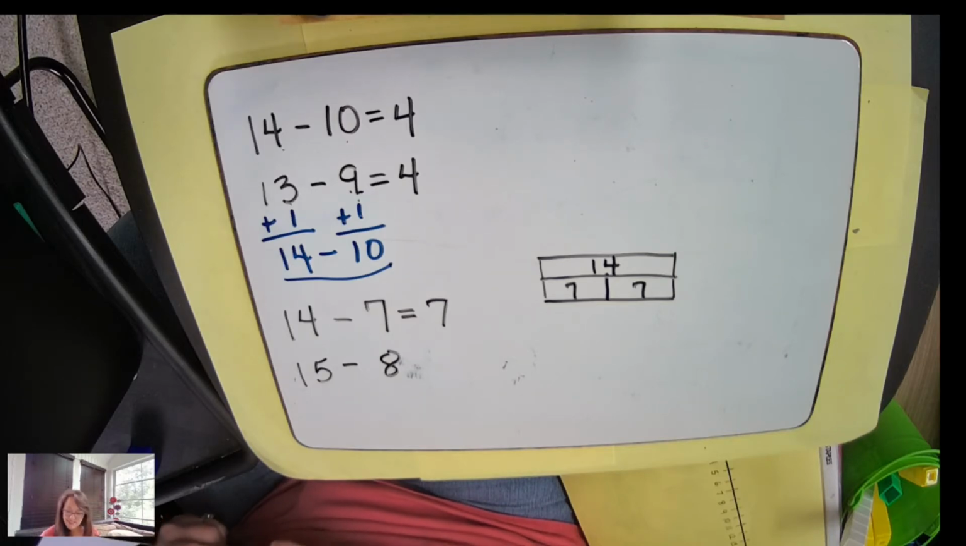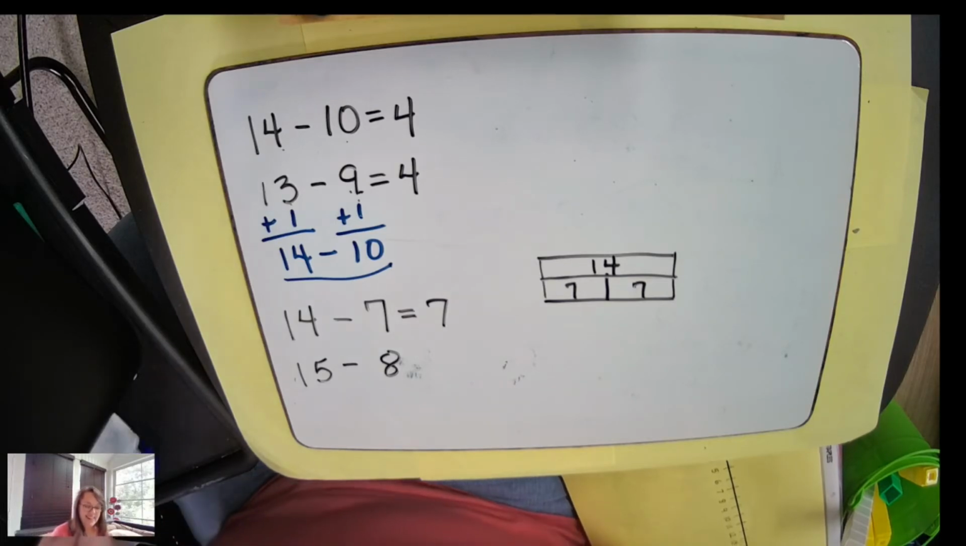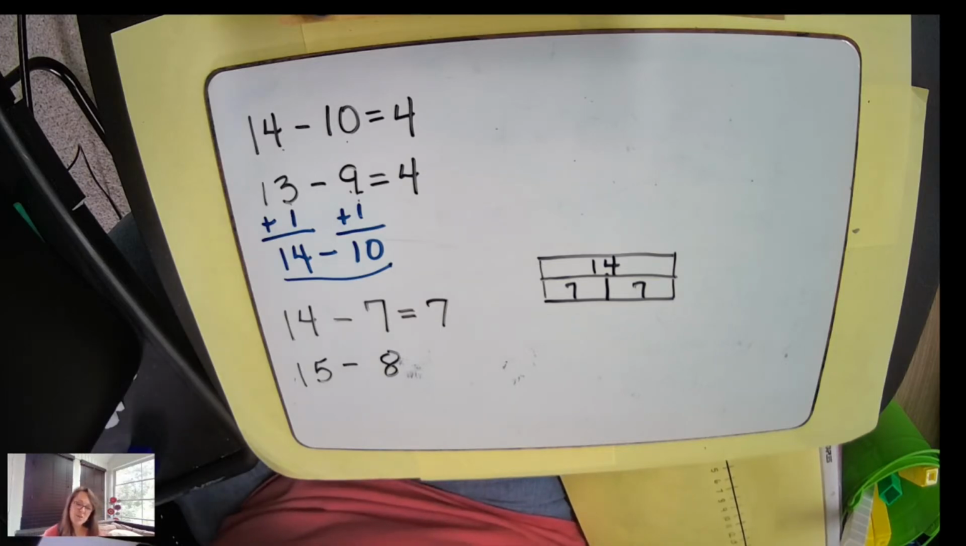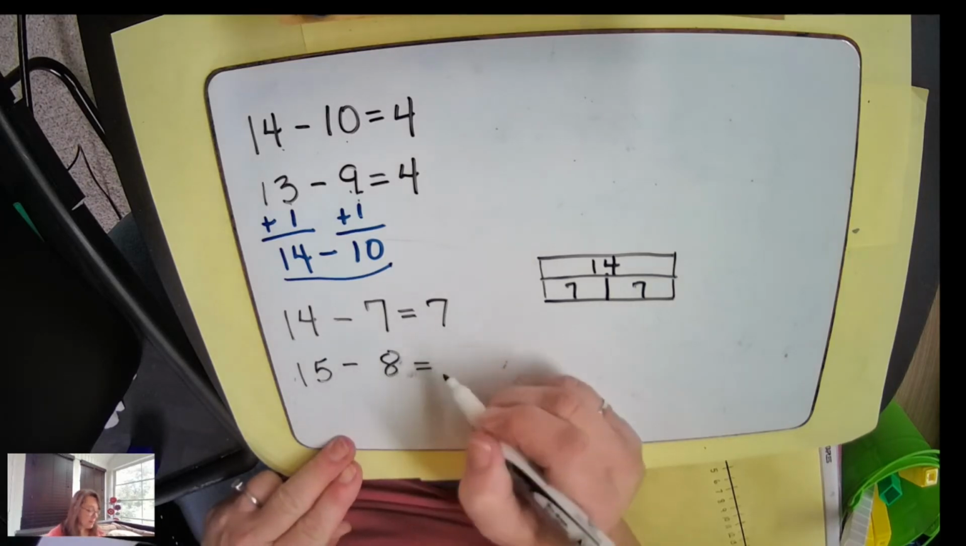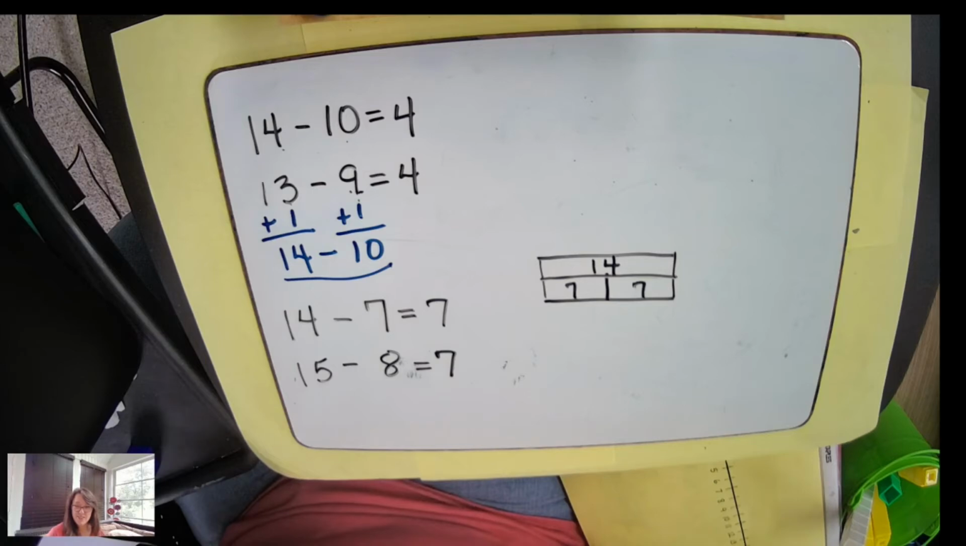Have you thought of an answer? Okay. Cameron, tell us what you think the answer is to 15 minus 8. Cameron says that he thinks the answer is 7. Do we agree or disagree with 7? Seems that everybody agrees that the answer to 15 minus 8 is 7.